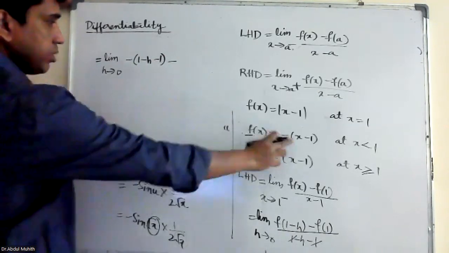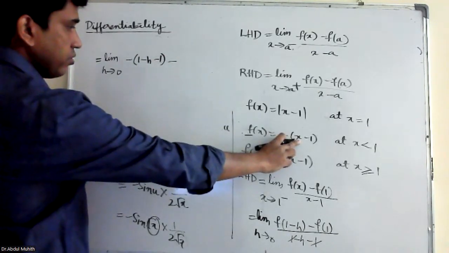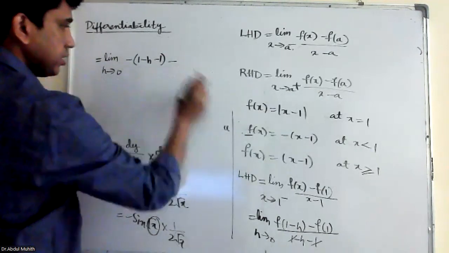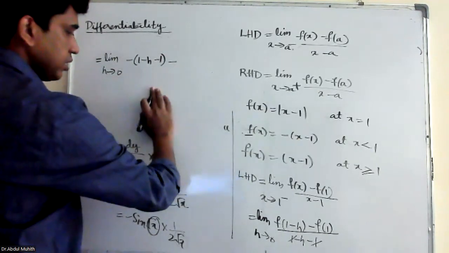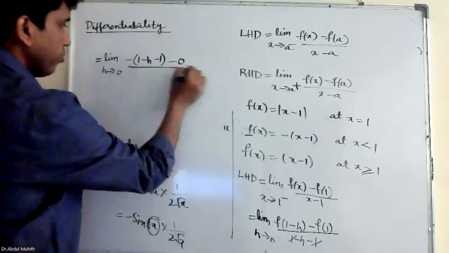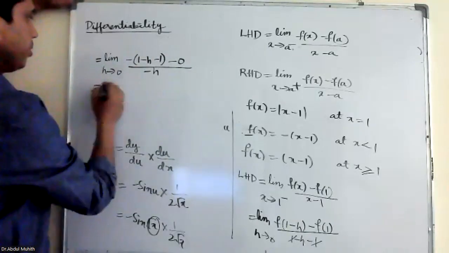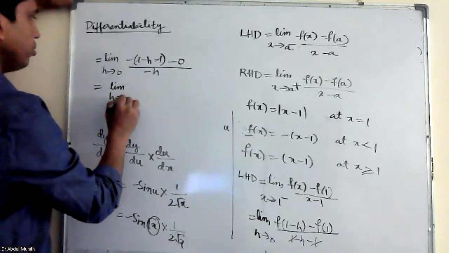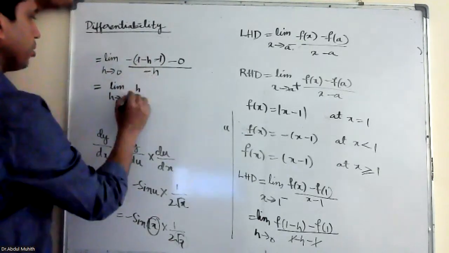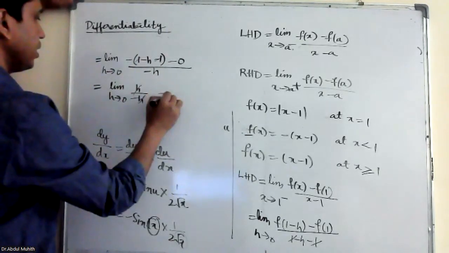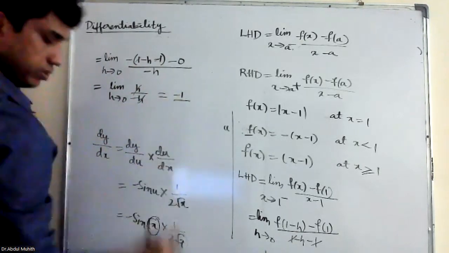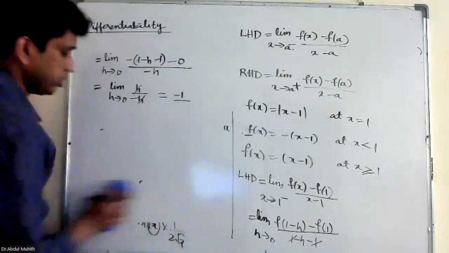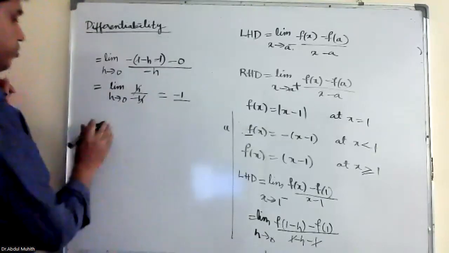What is f of 1? When we substitute 1 here, 1 minus 1 will become 0. Minus 1 minus 1 will become 0, right? 0 divided by minus h. That will become plus 1; minus will go away. Limit h tends to 0. Minus of minus will become plus, minus h and h will go away. Answer is minus 1. Understood? Yes. Next one is RHD.